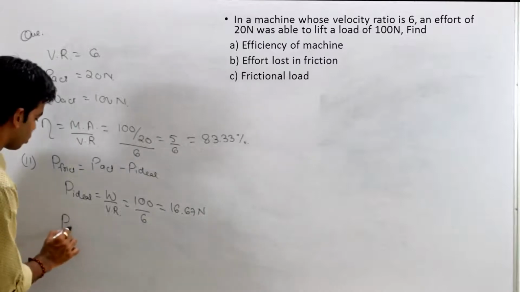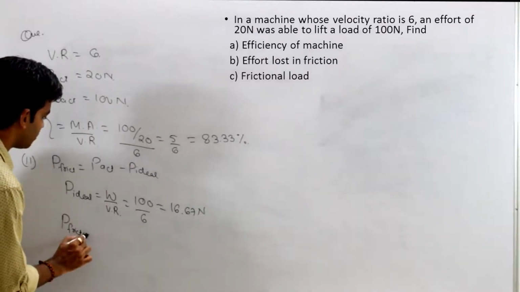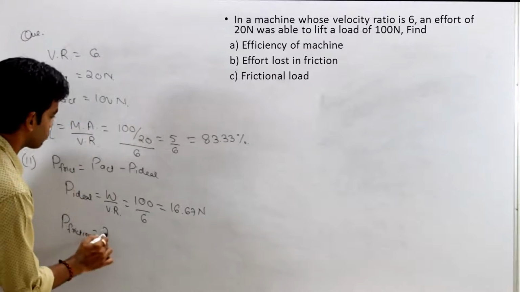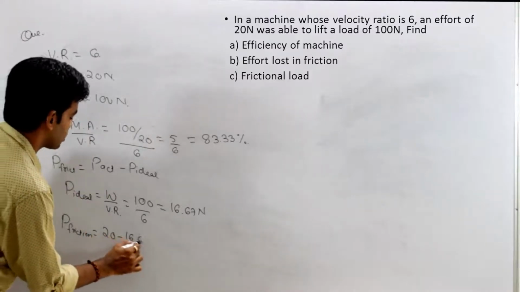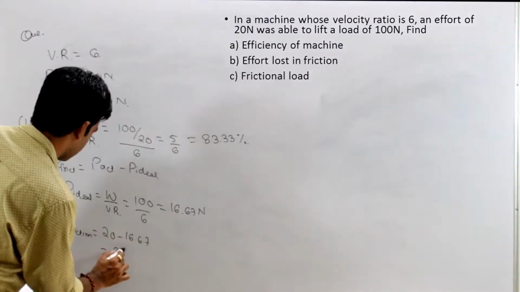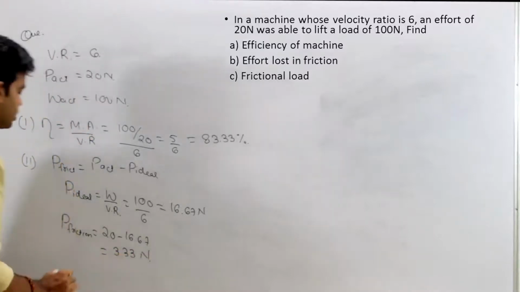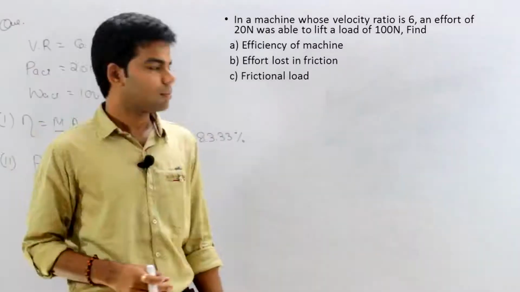Okay. So the effort lost because of this friction we can determine from here. This is equal to P actual, which is 20, minus 16.67. So this will be equal to 3.33 Newton. That's it. Second answer. Okay.